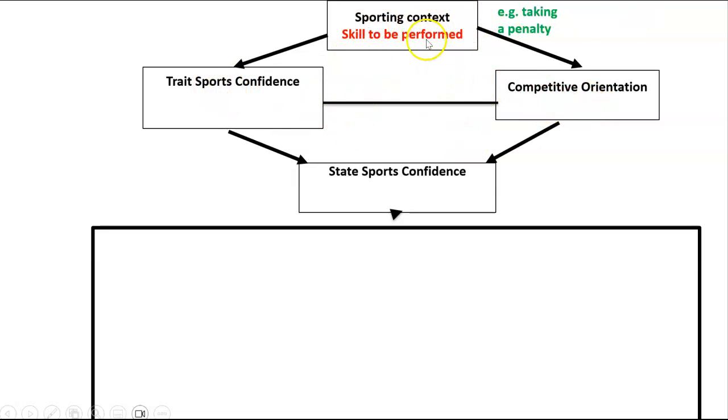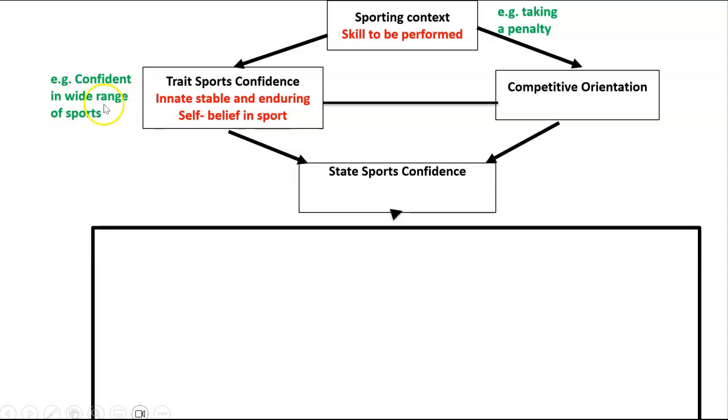Once we've got a sporting context, the next level down, we have to talk about trait sports confidence and competitive orientation. Trait sports confidence, remember, refers to that innate, stable and enduring, consistent confidence across situations. So I've put in here innate, stable and enduring self-belief, because I've got to translate confidence into self-belief in sport. For example, being confident in a wide range of sports. Next, across, we've got competitive orientation. Remember, this refers to our willingness to take a risk. For example, volunteering to take a penalty. So now we've defined each term with an example.